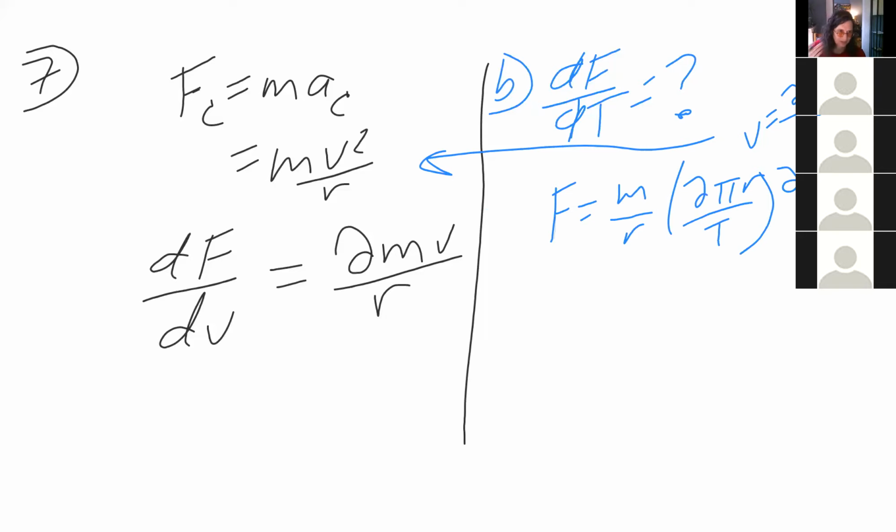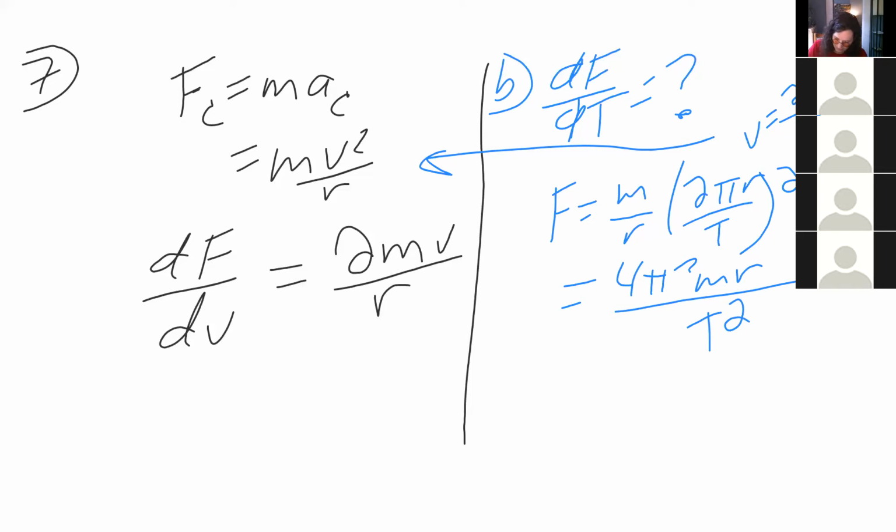It's going to be uglier before it gets better, but we're differentiating with respect to T. We could clean this up a little bit first. Squaring 2 pi gives us 4 pi squared. And then we have an r squared on top and an r on the bottom, so we'll just have one r. So it'll be 4 pi squared mr on T squared.